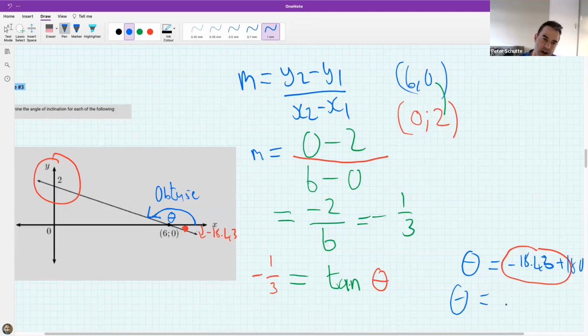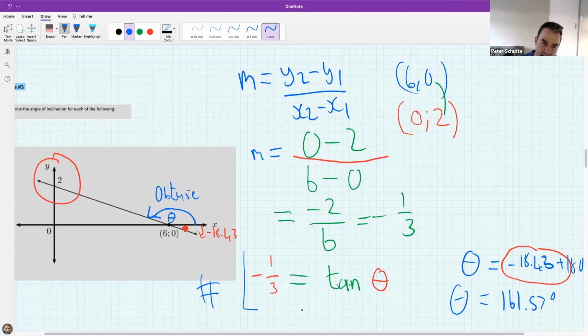Okay. Now, when you add the 180, you get 161.57 degrees. And that makes me feel much happier because it's greater than 90. I can see it's bending over backwards here, and that makes more sense. So we're going to practice more of these after the break. But it's just a little warning.